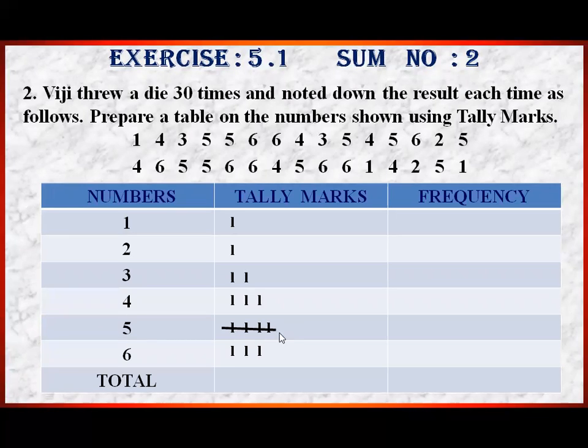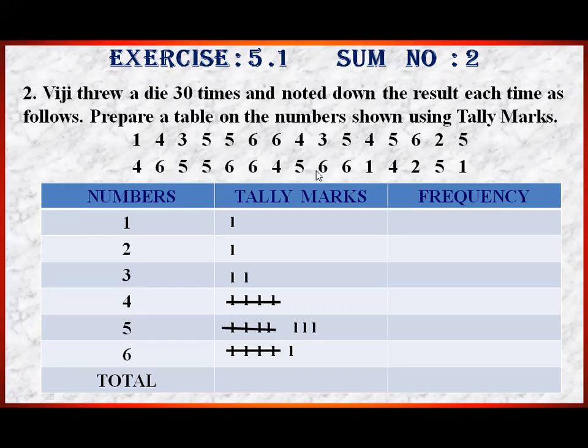So fifth stroke is here. So this is a bundle which is formed. Now let's continue. The next numbers are 4, 6, 5. So after the bundle, again another line starts. Again 5. Now 6 completes a bundle. Then again 6, 4 completes a bundle.